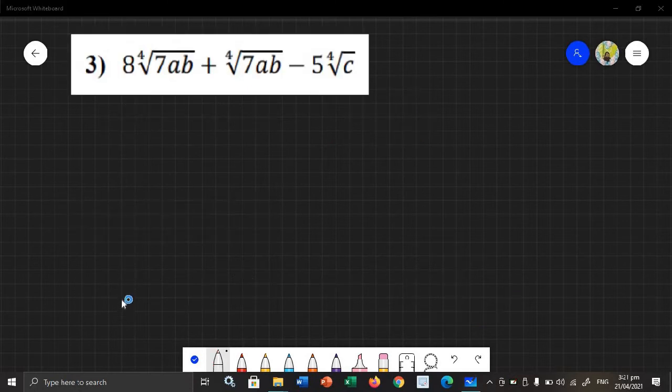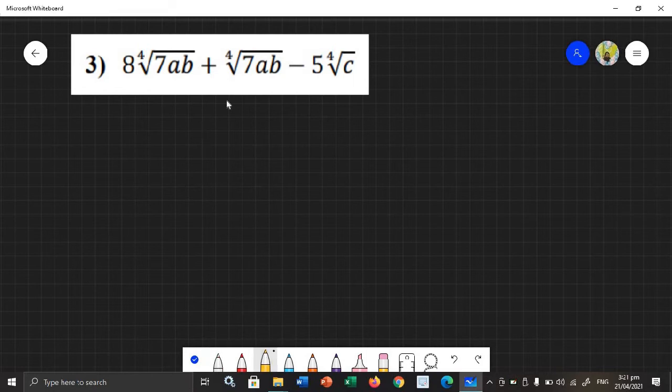Next is we have our third example. So, it is a combination of addition and subtraction. So we have 8 fourth root of 7ab plus fourth root of 7ab minus 5 fourth root of c. So kung napapansin ninyo, yung first and second na given, they have the same radicals. They are similar radicals. Therefore, sila lang yung pwede nating isolve.